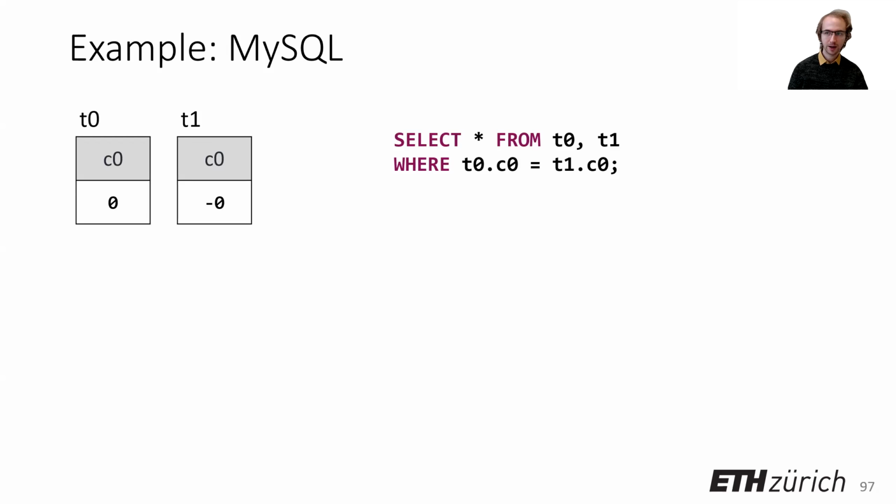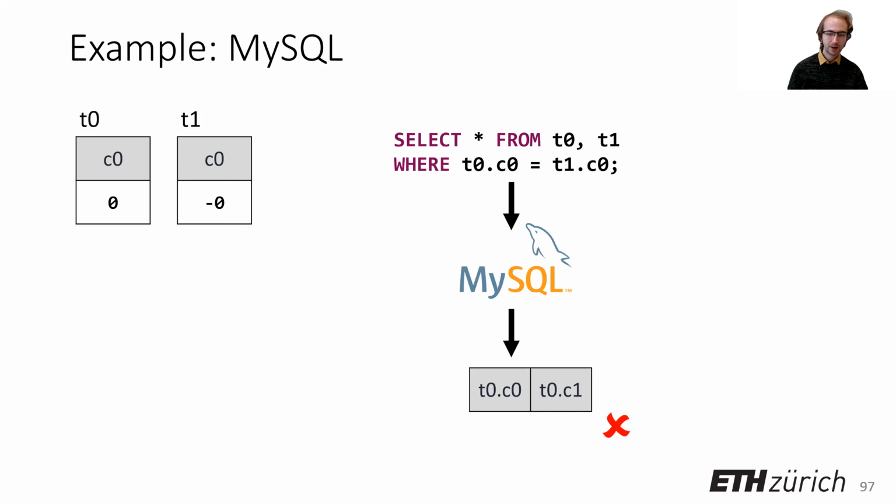And here you can see a test case that exposed a bug in MySQL that we found using this technique. Namely, this query here is supposed to fetch the cross products of all records from T0 and T1, where the column here evaluates to the same value. Now, unexpectedly, MySQL didn't fetch any rows, even though the comparison between 0 and -0 should yield true.